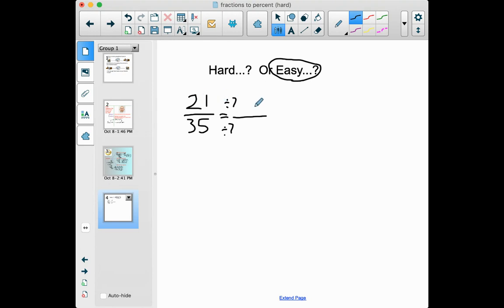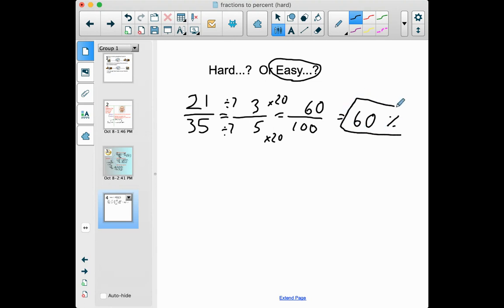So 21 divided by 7 is 3. 35 divided by 7 is 5. So this actually reduces to 3/5. Okay, and now if I look at my denominator, 5 is a number that goes into 100. Okay. So I can keep going with this process of rewriting. To get from 5 to 100, I have to multiply it by 20, which means I need to multiply the top by 20 as well. 3 times 20 is 60. So this number is equal to 60%.